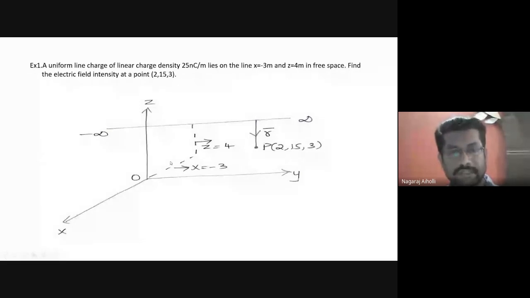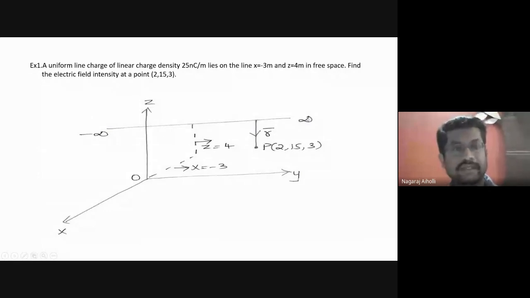So x equal to minus 3 means in the negative x direction, that is opposite. This is our positive x, and x equal to minus 3 means in the negative direction, that is this side. Then z equal to 4 meters, positive 4, in the same direction as plus z. This is our line of infinite line charge, which is carrying the charge from minus infinity to plus infinity.